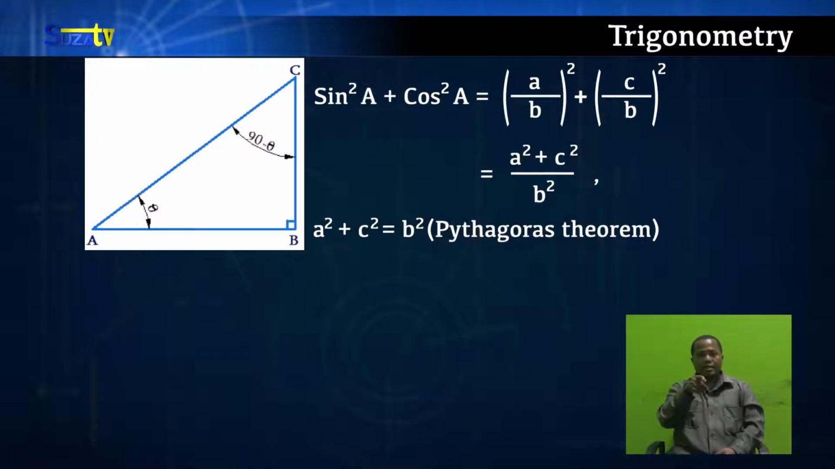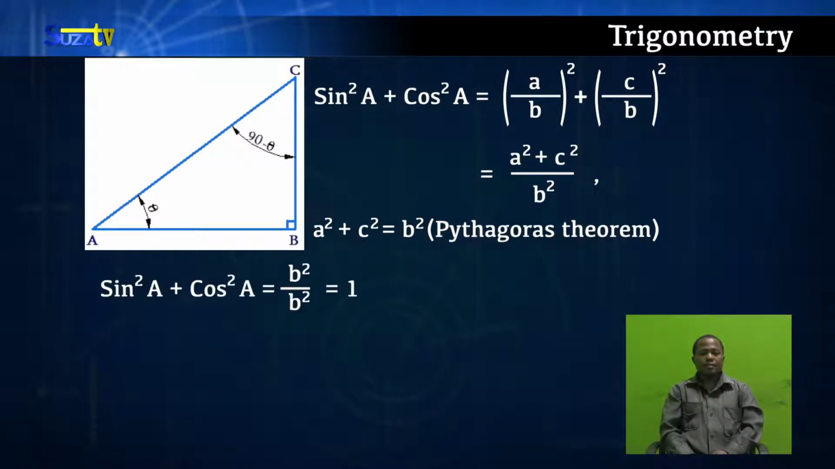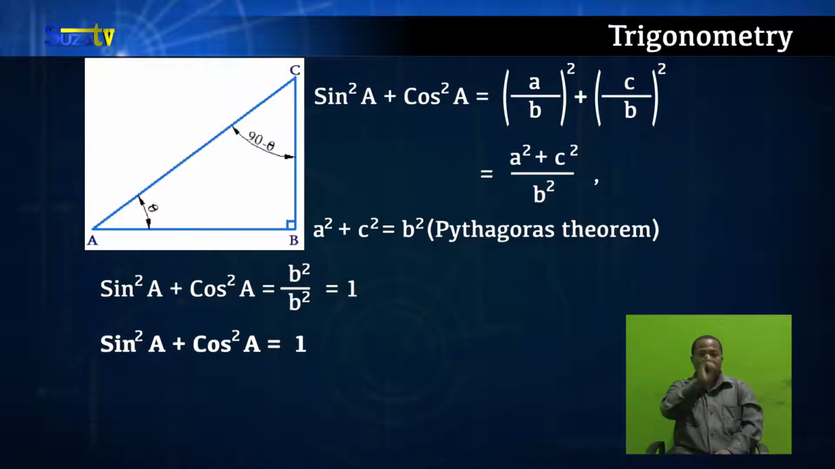And this is according to Pythagoras' theorem. Then sine squared A plus cos squared A is equal to b squared over b squared, which is equal to 1. Therefore, sine squared A plus cos squared A is equal to 1. And this is another relationship obtained between these trigonometric ratios.